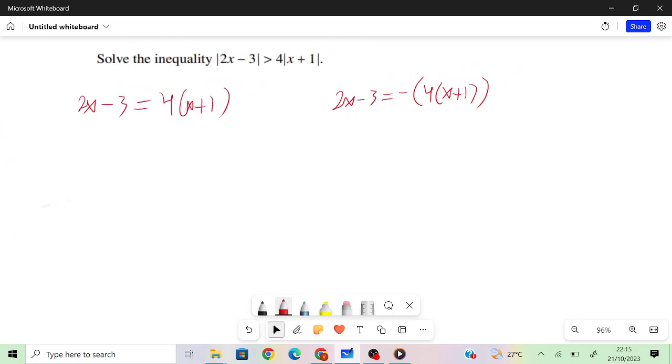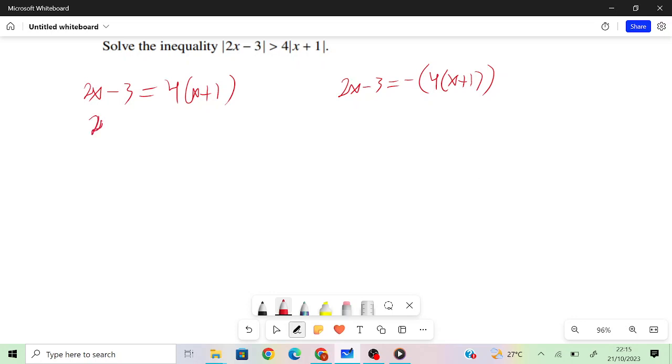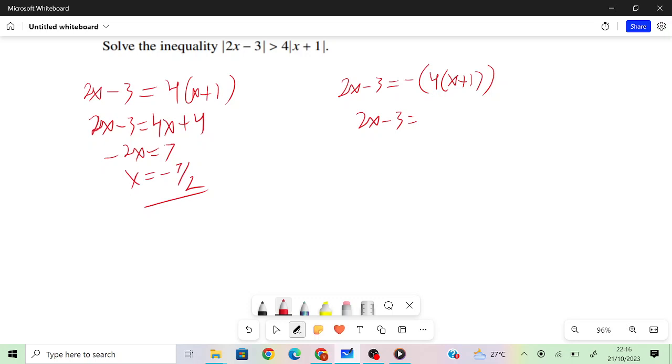So solving the two of them, I have 2x minus 3 equals 4x plus 4. I have minus 2x equals 7, so x equals minus 7 over 2. And from here, I have 2x minus 3 equals minus of 4x plus 4, so 2x minus 3 equals minus 4x minus 4. I have 6x equals minus 1, so x is equal to minus 1 over 6.